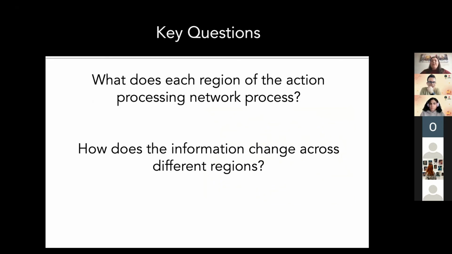One type of question is, what does each region of the action processing network do? What kind of information does each region process, and how does the information change across the different regions? So these were some questions that haven't been answered. And this is why we conducted an fMRI study to address these questions.